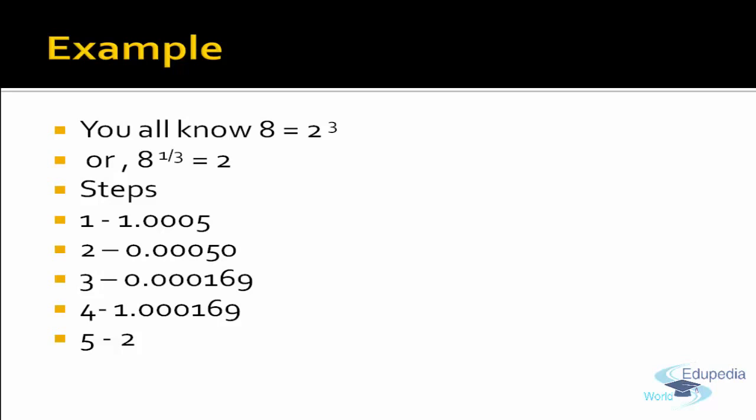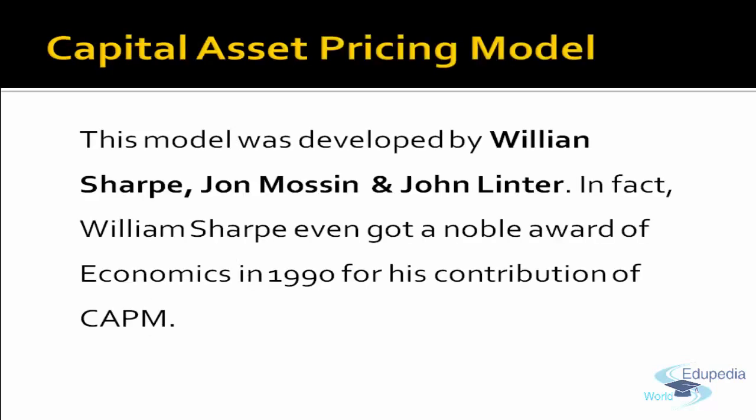Now there is one more model to compute cost of equity, that is CAPM. CAPM is a very famous and very useful model, and it's generally used to compute the cost of equity. CAPM stands for Capital Asset Pricing Model. This model was developed by William Sharpe, John Lintner and Jan Mossin. And for developing this model, William Sharpe got the Nobel Award in Economics in 1990 for this particular contribution.